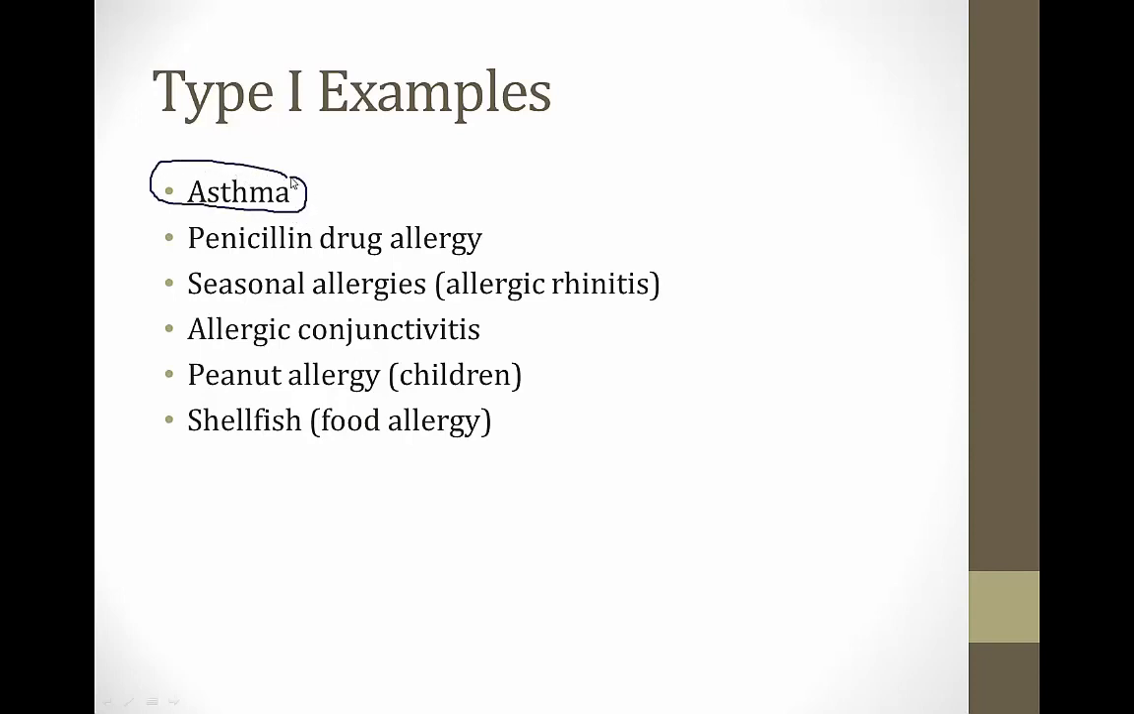In asthma, patients' mast cells degranulate in response to allergens, and they develop wheezing and shortness of breath. Some penicillin drug allergies are type 1 reactions, especially patients who get urticaria or hives after receiving penicillin. Some seasonal allergies are caused by type 1 hypersensitivity reactions. These are often referred to as allergic rhinitis. Allergic conjunctivitis is a type 1 reaction. So is a peanut allergy, which many children have, and also a shellfish allergy, which many people have as a food allergy.